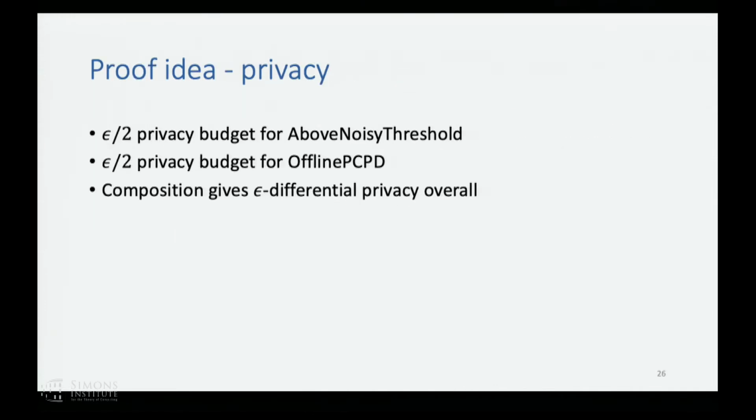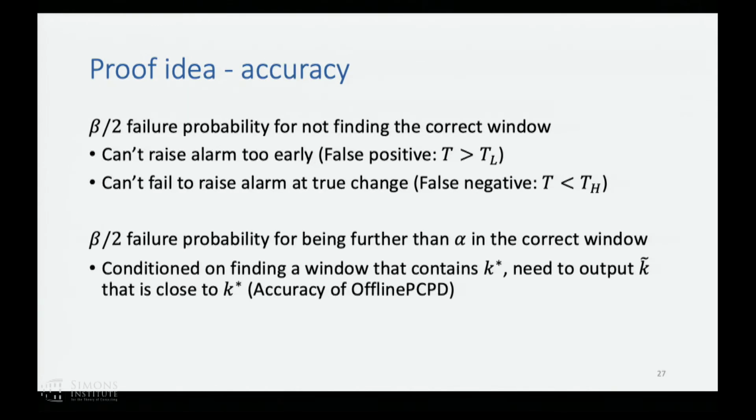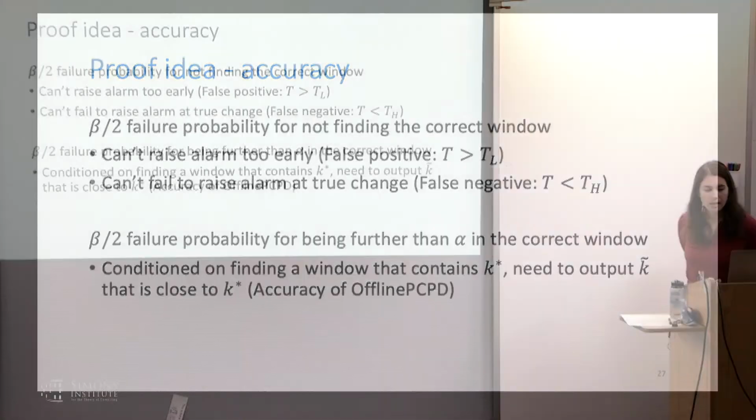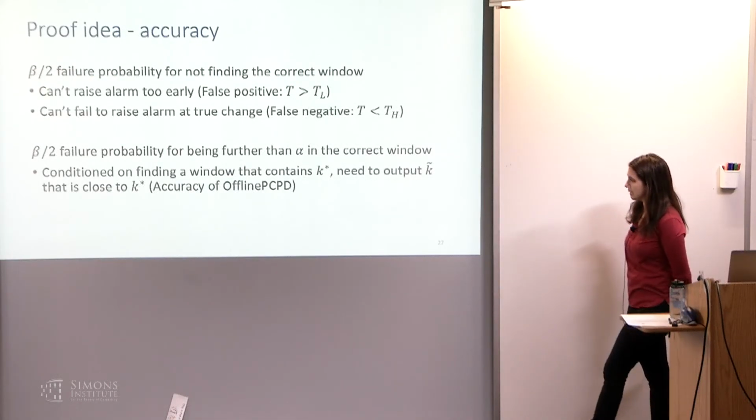So I'll give a few more hand-wavy proof ideas. For privacy, it's actually very straightforward. We give half our privacy budget to the above noisy threshold, and we give half our privacy budget to this offline algorithm, and we compose to get overall epsilon. And this is where our factors of 2 arrive, because we are losing them in this case because we split. And for accuracy, it's a little bit more detailed.